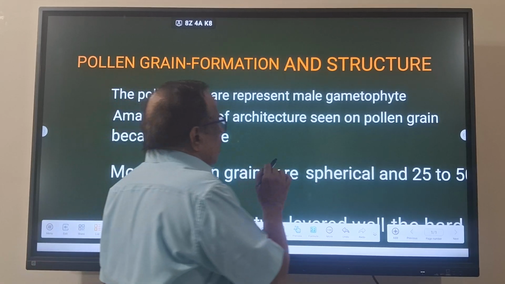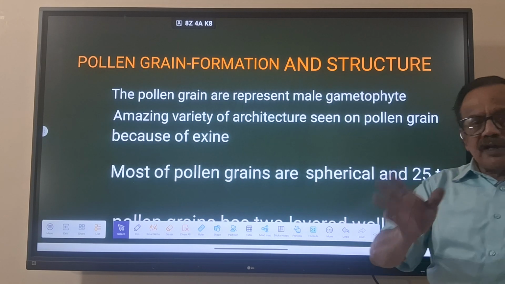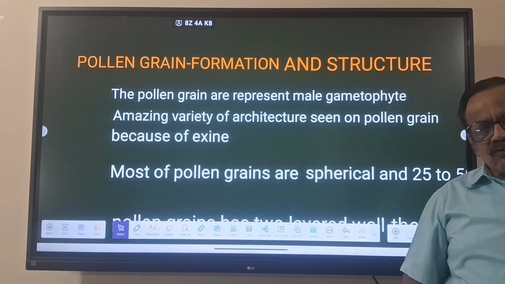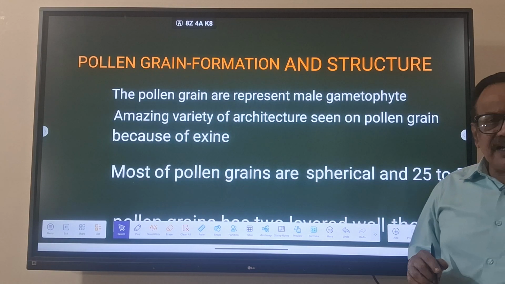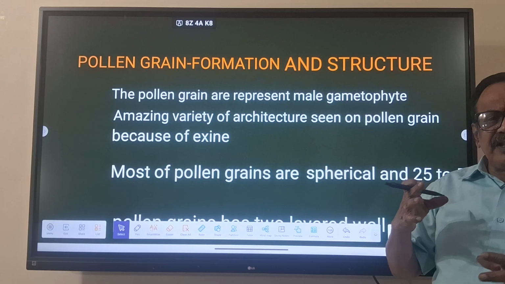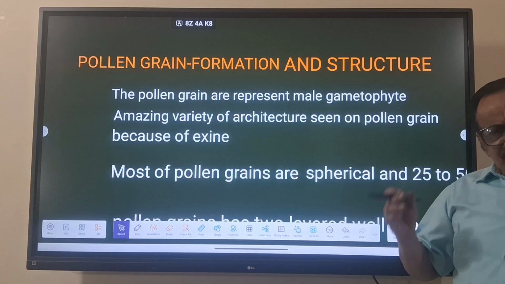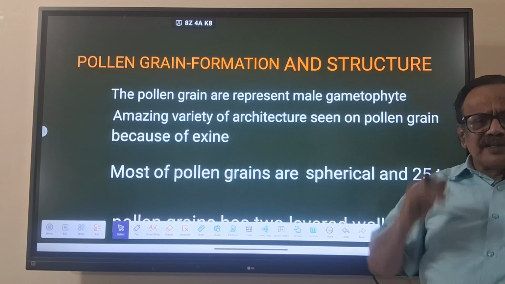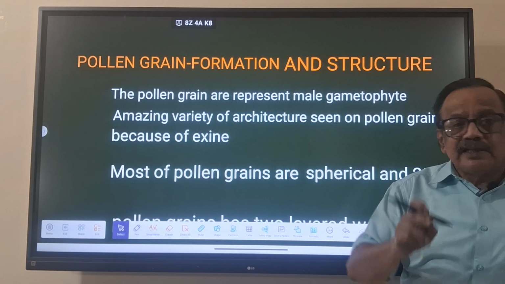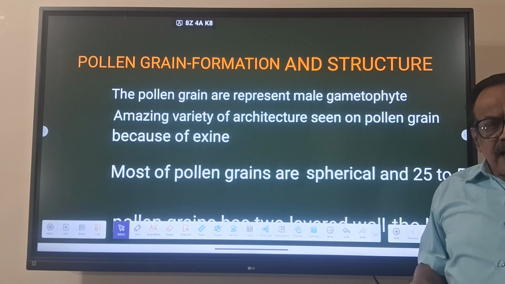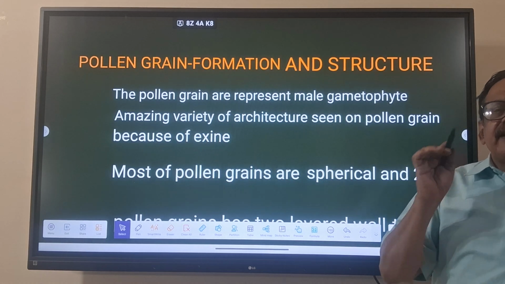Now, whenever we are seeing the pollen grain, if you collect different pollen grains and observe them under a microscope, you can see amazing, so many types of designs. They have smooth walls and rough walls, spiny structures, different colors, many architectures can be seen on the pollen grain. Why? It is formed by the exine. This exine is the outer layer of the pollen grain.